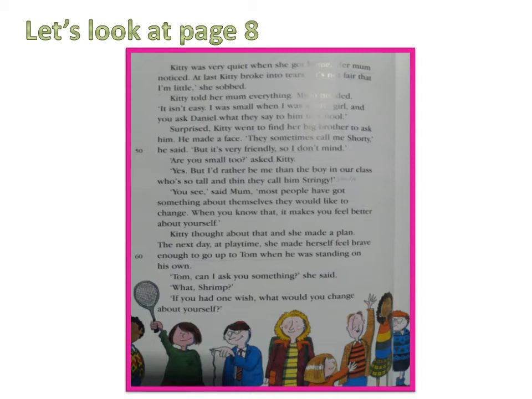So after she came home, what happened? She started to cry because she was so upset. Then her mother noticed that, and she said she was very little when she was young, and she told Kitty, "Go and ask your brother Daniel what they told him when he was small." So, surprised, Kitty went to find her big brother to ask him.